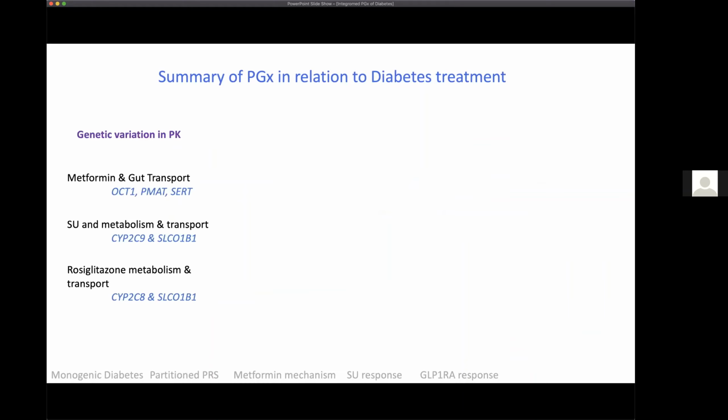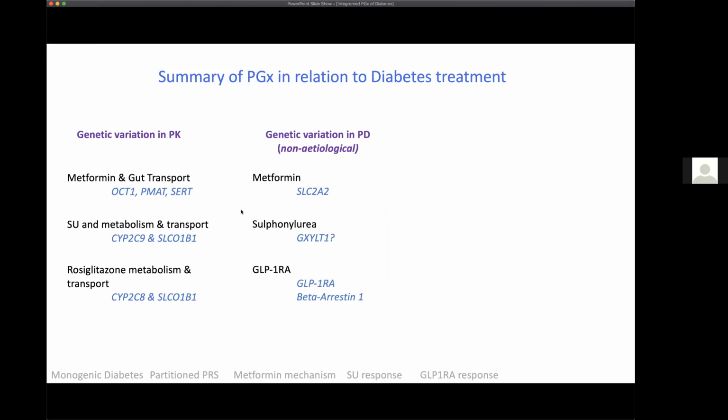So, in summary of pharmacogenetics in relation to diabetes treatment, I've shown genetic variation in pharmacokinetics matters. We've described variants in transporters, in metabolism and transport for sulfonylureas, and I haven't talked today about metabolism and transport for rosiglitazone. We've shown that genetic variation in pharmacodynamic genes that are not etiological matters. So the GLUT2 variants for metformin are probably not etiological for diabetes, but clearly important for metformin. The GXYLT1 doesn't seem to be a diabetes risk variant, but is clearly altering sulfonylurea response.